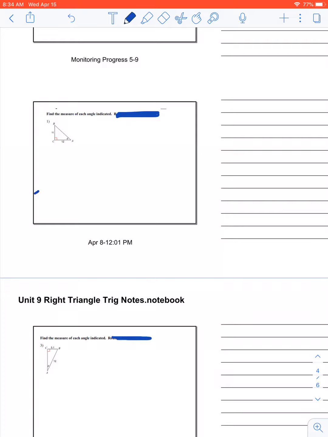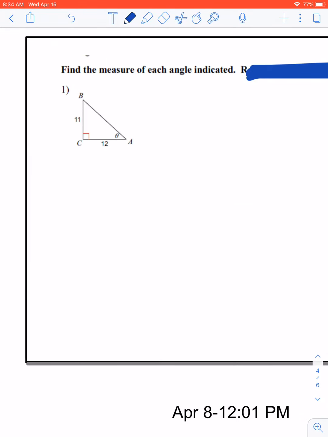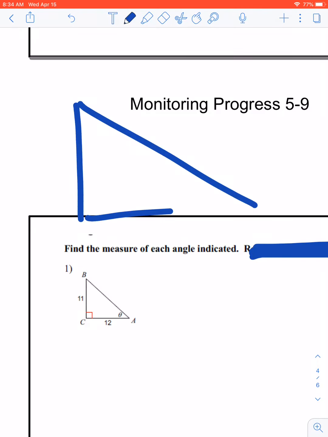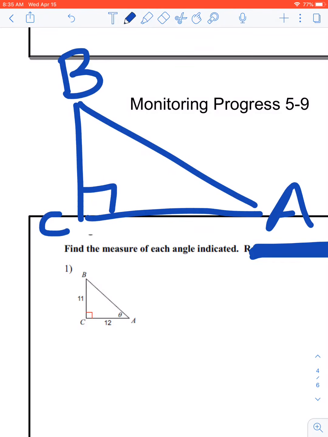So let's get started right here on this problem. So I'm given a right triangle, okay? And they say find the measure of each angle. Well, before we get started on this, let me just quickly review something that you learned in geometry. So I'm given a right triangle, and this is C, this is B, and this is A, okay?